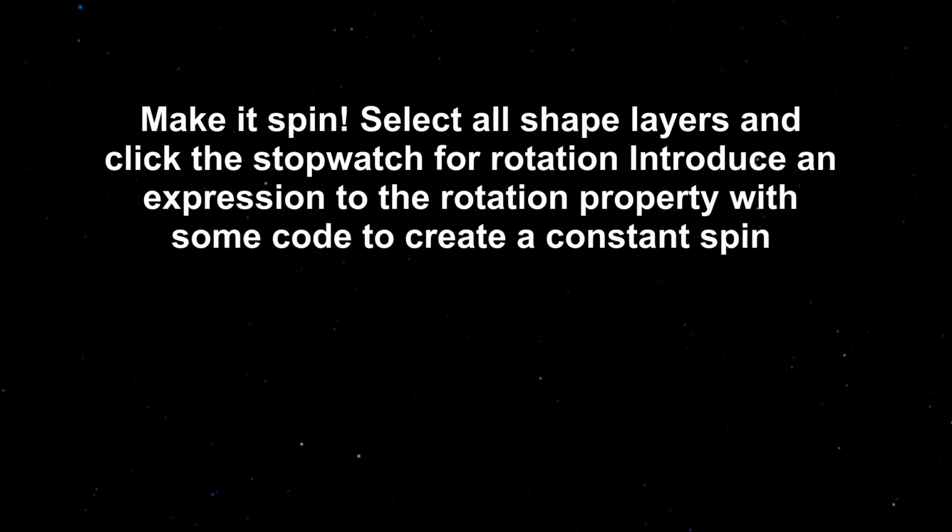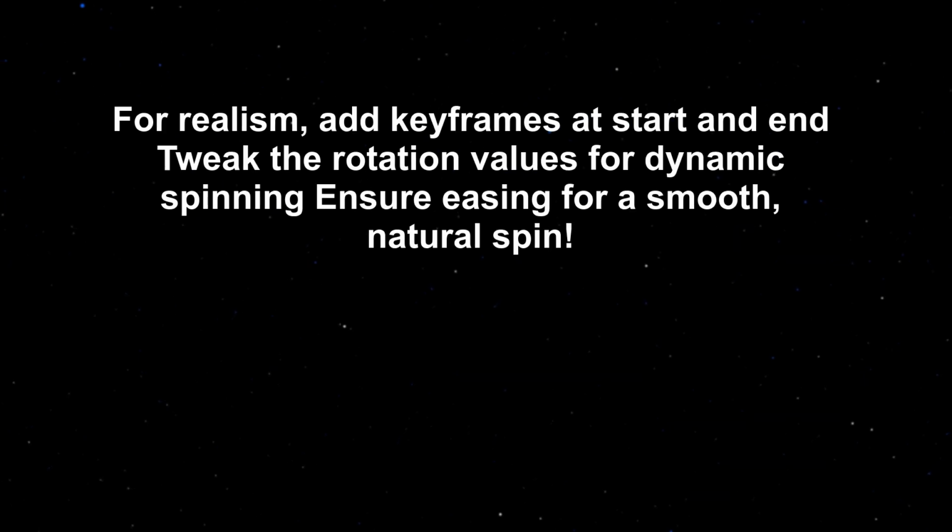Introduce an expression to the rotation property with some code to create a constant spin. For realism, add keyframes at start 10 and tweak the rotation values for dynamic spinning. Ensure easing for a smooth, natural spin.